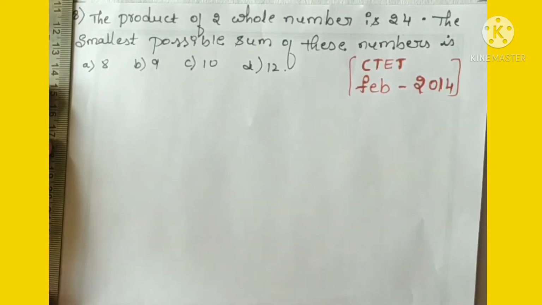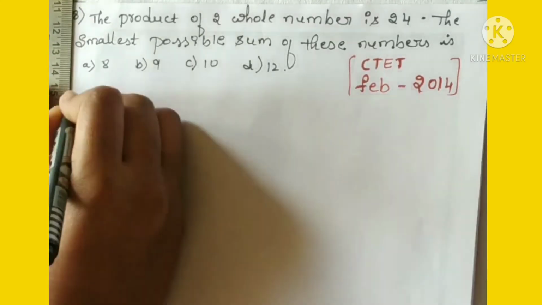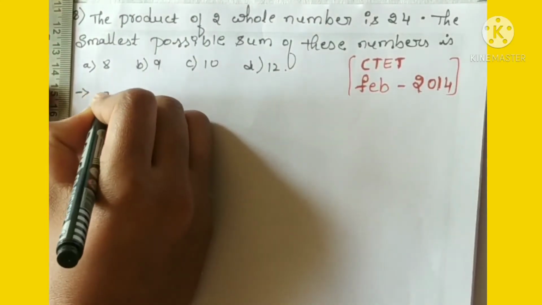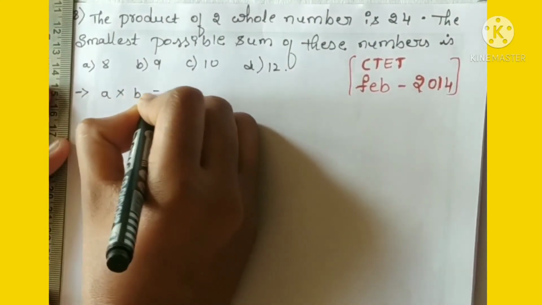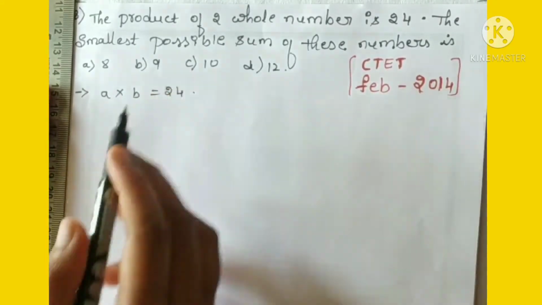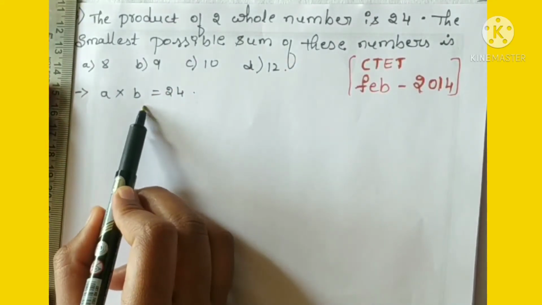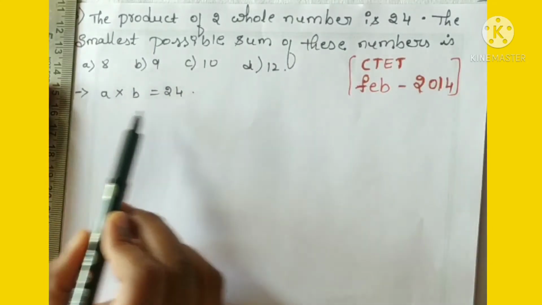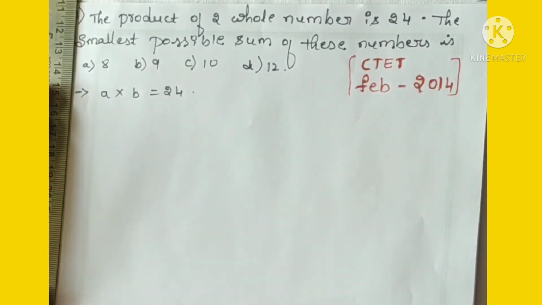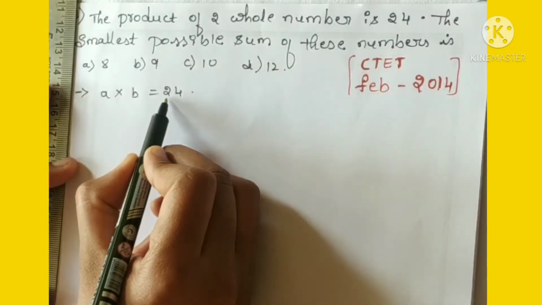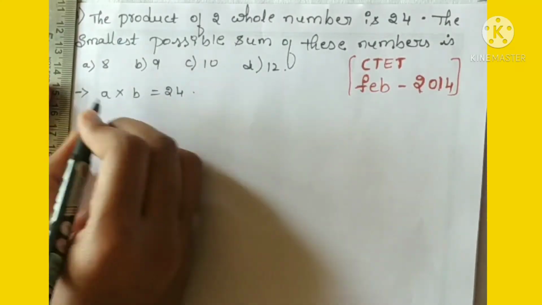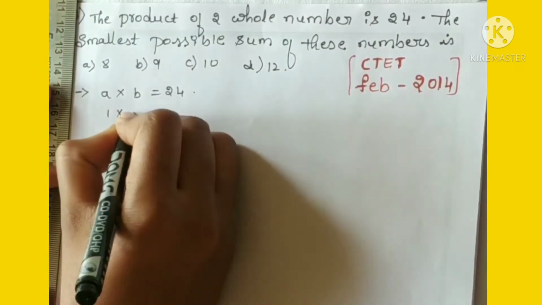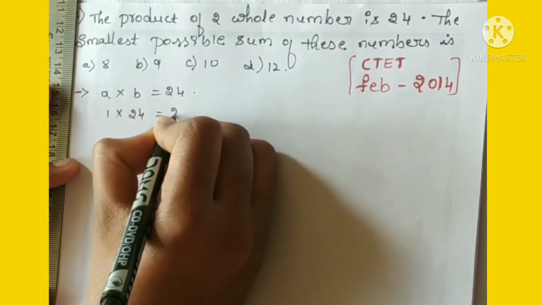Here they have given the product of two numbers, that is 24. So I can write A into B is equal to 24, where A and B are whole numbers. Here I just wrote the given statement in mathematical form. Now I search the factors for this 24. For this, that is 1 into 24, which is equal to 24.